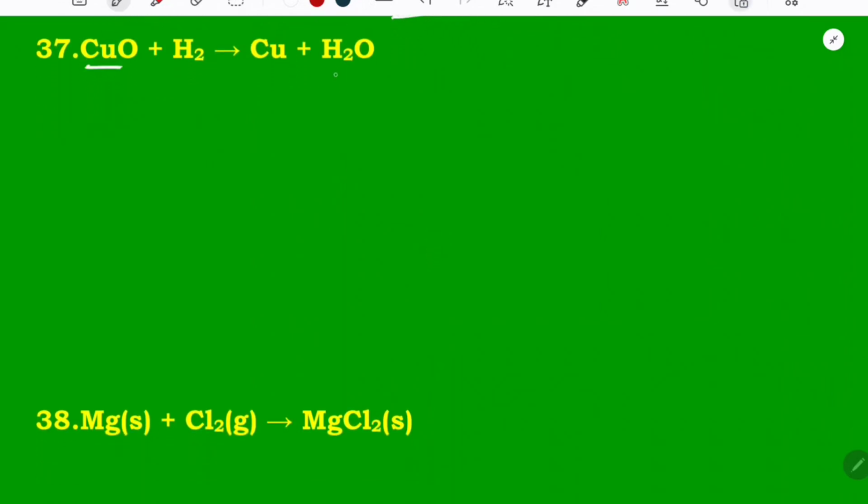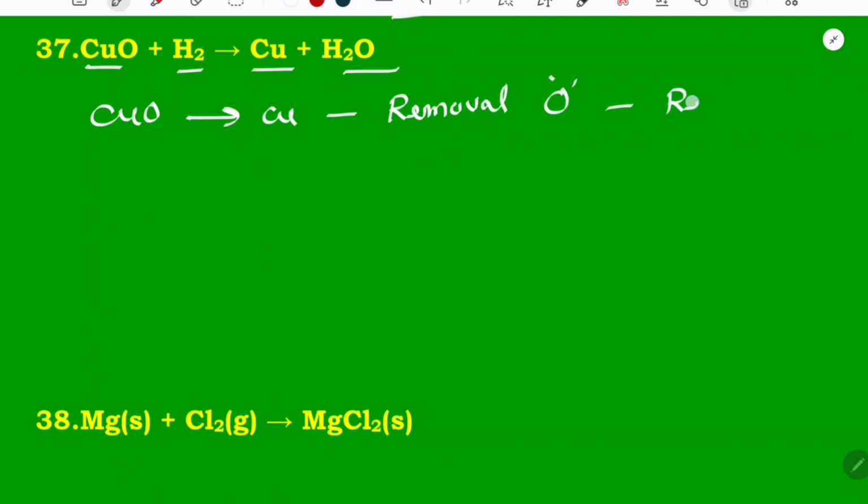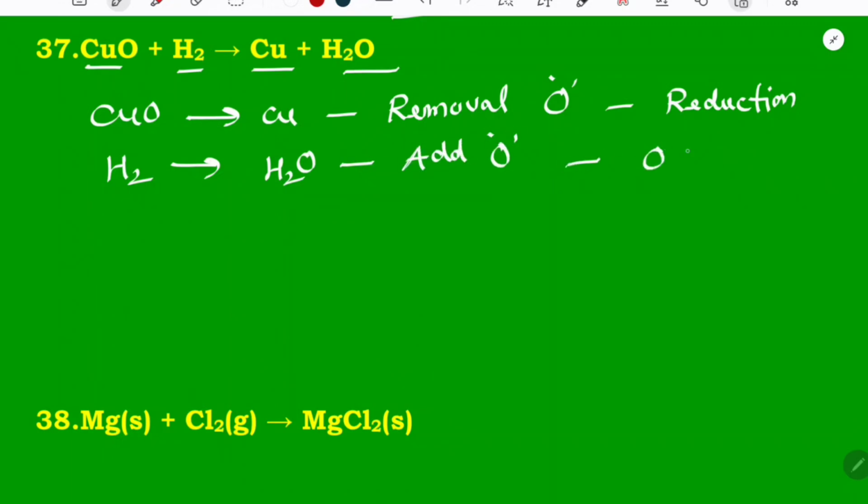So copper oxide is converting to copper, H2 is converting to water. Clearly, copper oxide converting to copper means removal of oxygen, so this is reduction. Then H2 converting to H2O means adding of oxygen, so oxidation.